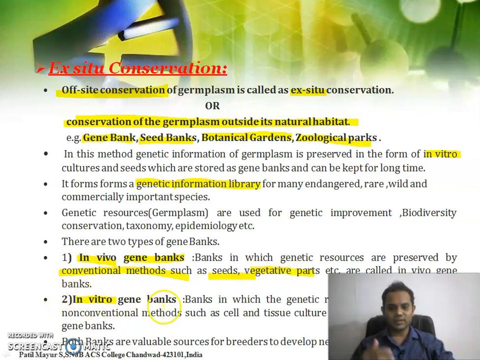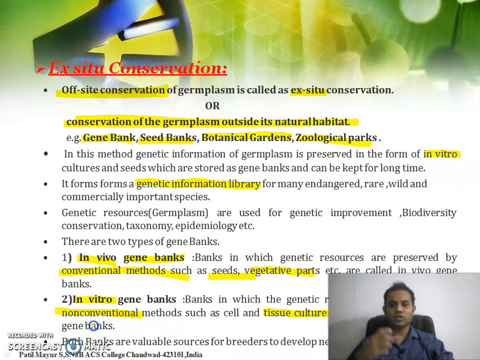In vitro means a bank in which the genetic resources are preserved by non-conventional methods, such as tissue culture. So tissue culture is an advanced method. It is a non-conventional method where we can preserve the different genes in the form of cells or tissues. Okay, so in that form we can preserve the genes or germplasm. So gene banks are of two different types: in vivo gene bank and in vitro gene bank. Both the banks are valuable sources for breeders to develop new and improved varieties.